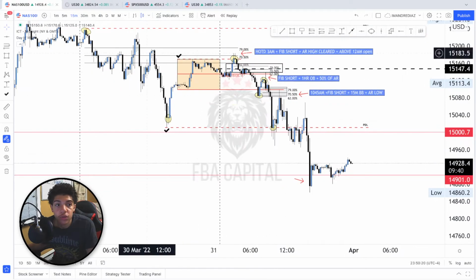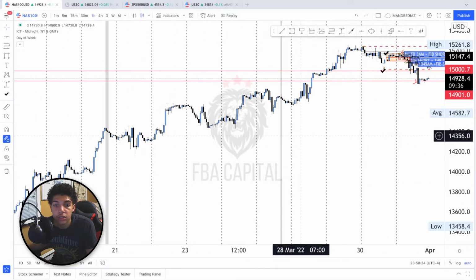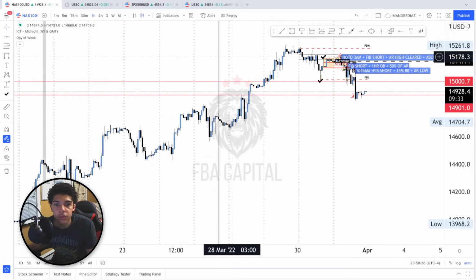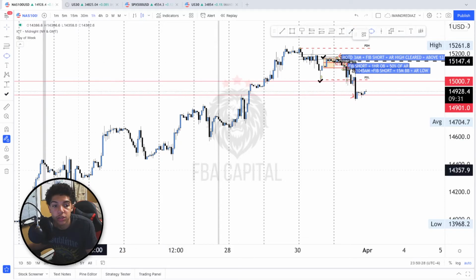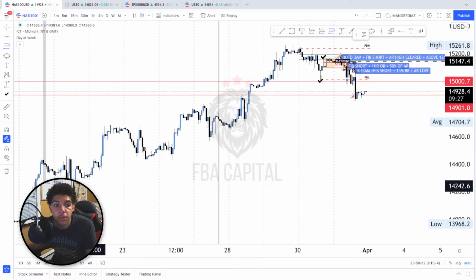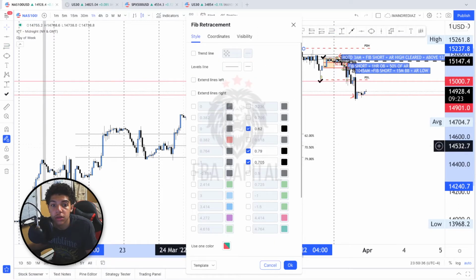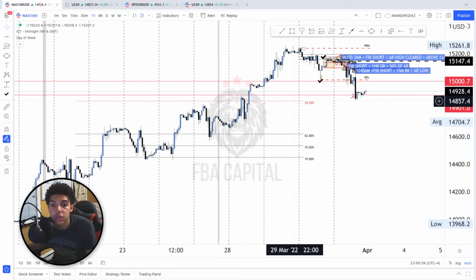Price retraced into it. And we're going to go to a higher time frame to see where price retraced into. So let's go to this hour time frame. We're going to be using the previous week's low, and we're going to see if there was a potential move. So we're going to pull our fib from here all the way to this high. Get 38.20%. Just like that, we're going to move it over.